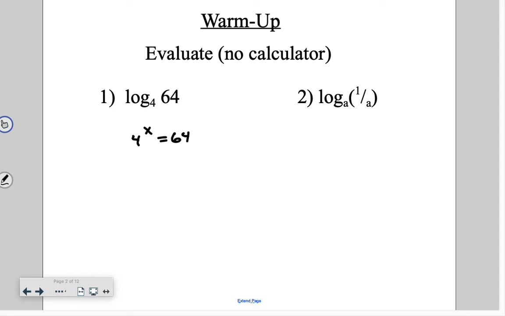Well, 4 squared is 16. Multiply by another 4, you end up with 64. Your answer here is 3. Okay? Log base 4 of 64.